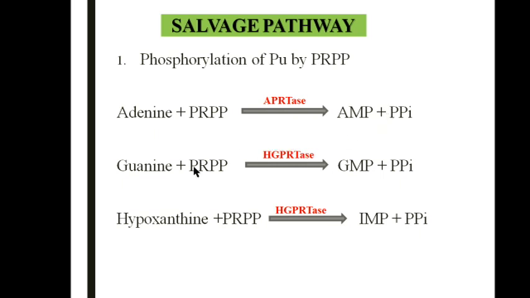The common enzyme for guanine and hypoxanthine is HGPRT, that is hypoxanthine guanine phosphoribosyl transferase enzyme. This is going to catalyze the reaction of guanine and phosphoribosyl pyrophosphate, and it's going to give rise to GMP and inorganic pyrophosphate. Then the hypoxanthine combines with PRPP in the presence of HGPRTase enzyme and is going to give rise to IMP plus inorganic pyrophosphate.